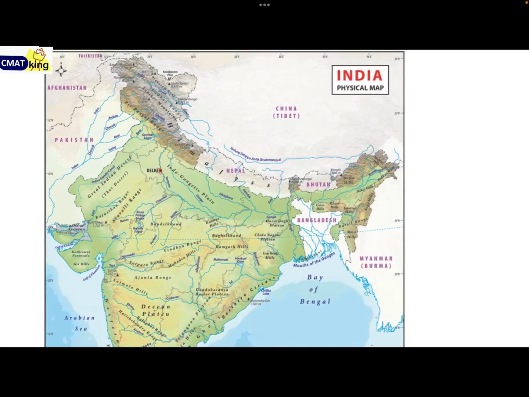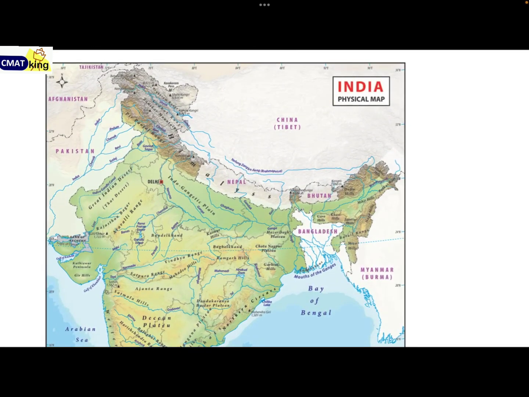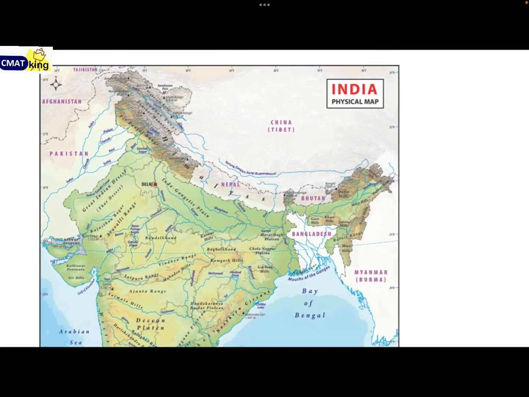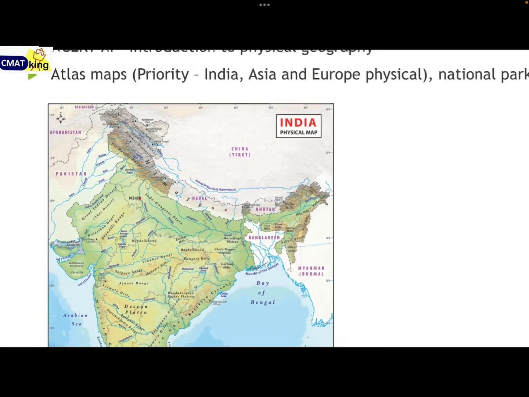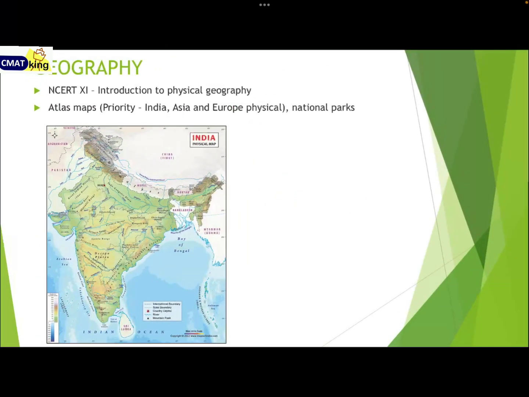You have to devote at least 5 to 10 minutes daily for studying maps. If you do that, you will really become an expert, and one or two questions could come directly from maps. The next area would be, or the next source would be Introduction to Physical Geography, which is the class 11 NCERT.